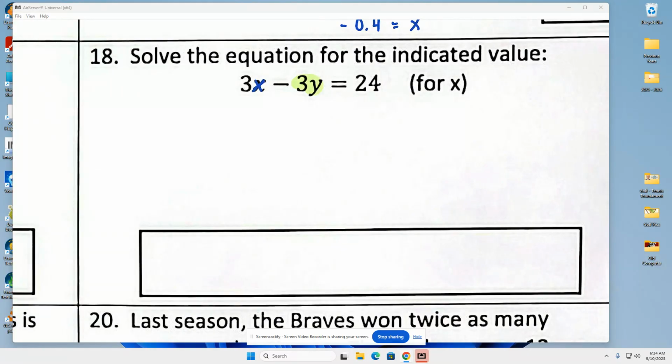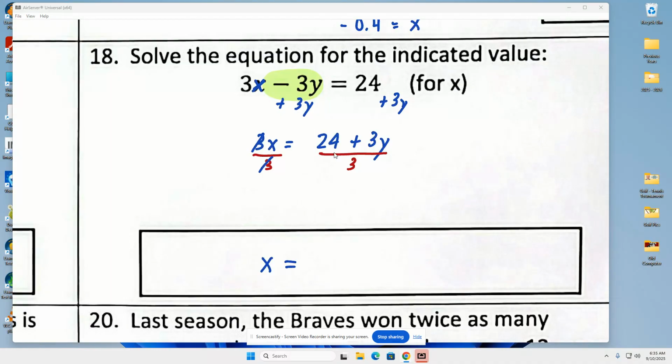So first of all, let's just move this whole term. How do we move that whole term? You add 3y. Now, I can't combine these, so 3x equals 24 plus 3y. So how do I get x all the way alone? Divide by 3. Now remember, that will leave me with x equals, x is alone, right? This is what we wanted.